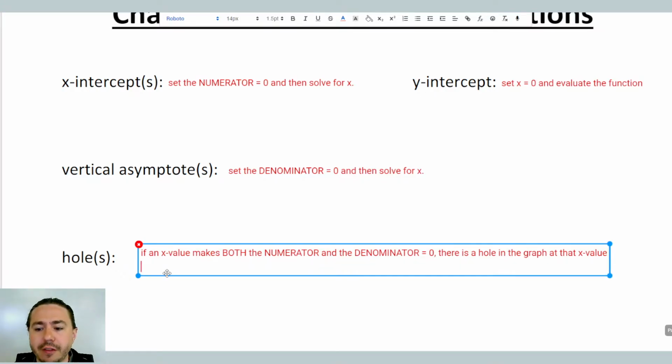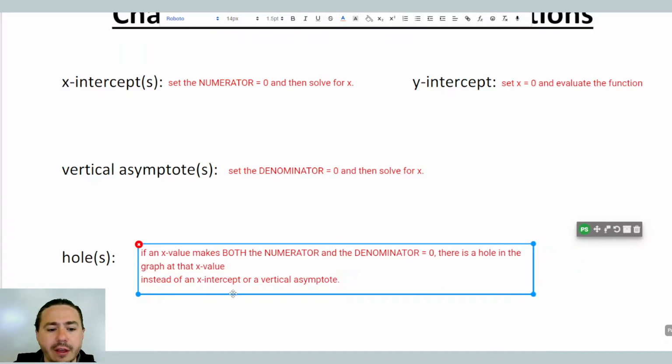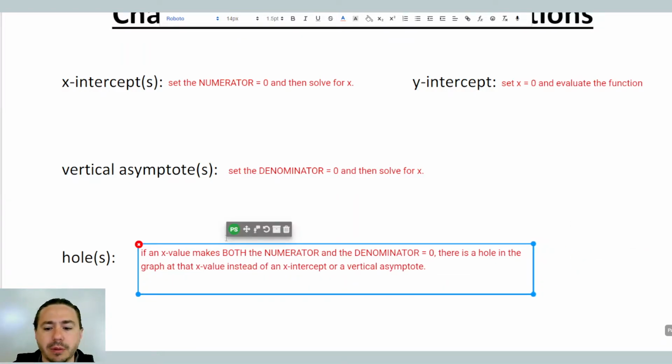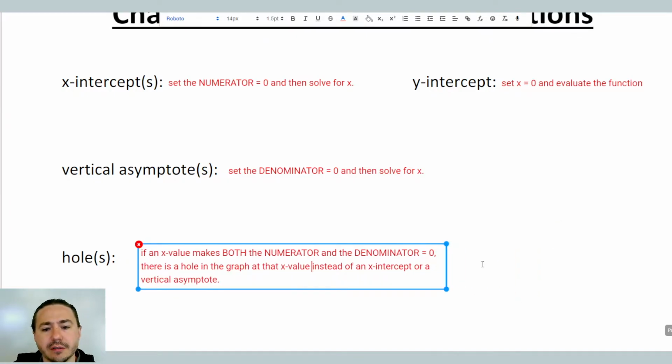So there's a hole in the graph at the x value instead of an x-intercept or a vertical asymptote. Now, the function's still going to be undefined there because a hole doesn't have any value. What's kind of challenging about the hole is trying to find the y value of the hole so that we can plot it on our graph. Like I said, we're not actually going to be plotting graphs today.